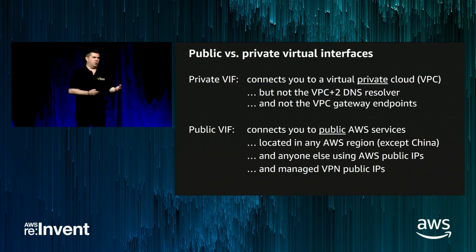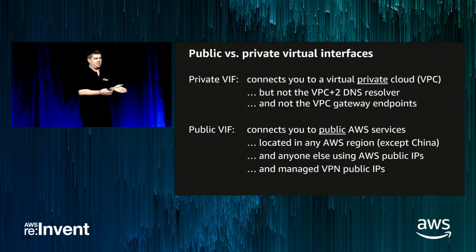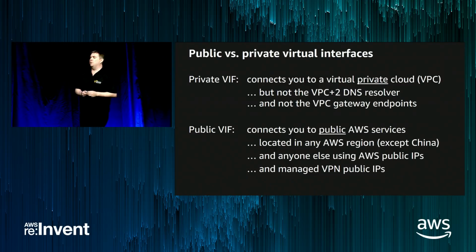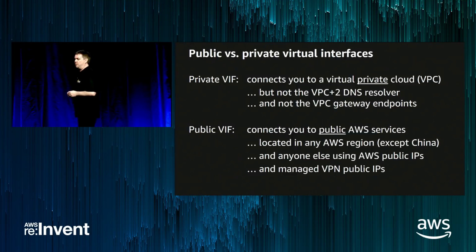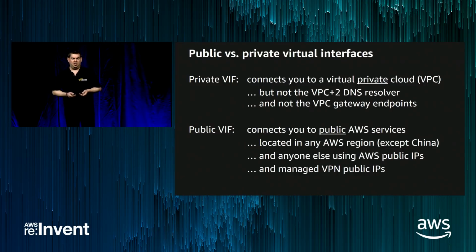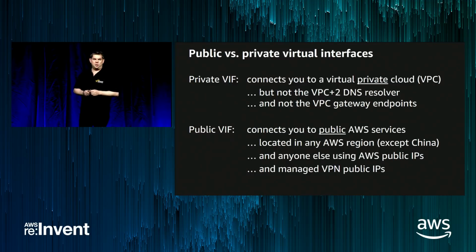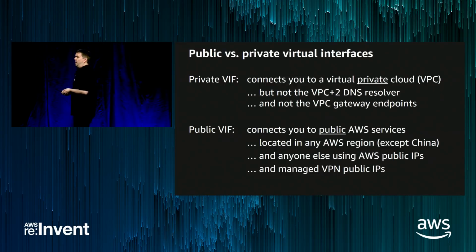But what does it not give you access to? Well, inside your VPC, you have your VPC base address +2. That's your DNS resolver inside your VPC. That is not reachable over a private virtual interface. Equally, you can't get to the VPC gateway endpoints. So the gateway endpoints that we have for S3 and DynamoDB, you can't reach those over a private virtual interface. You can, however, reach the recently announced PrivateLink endpoints.